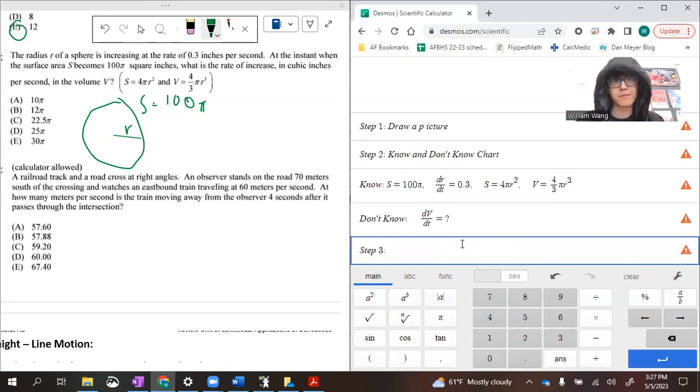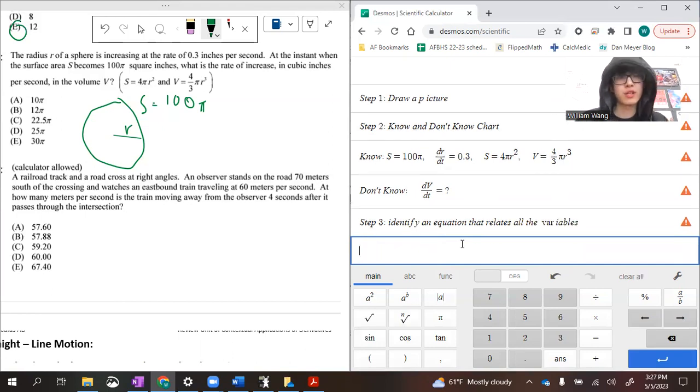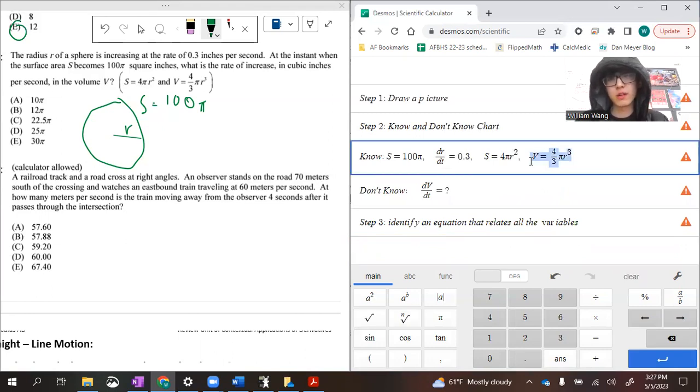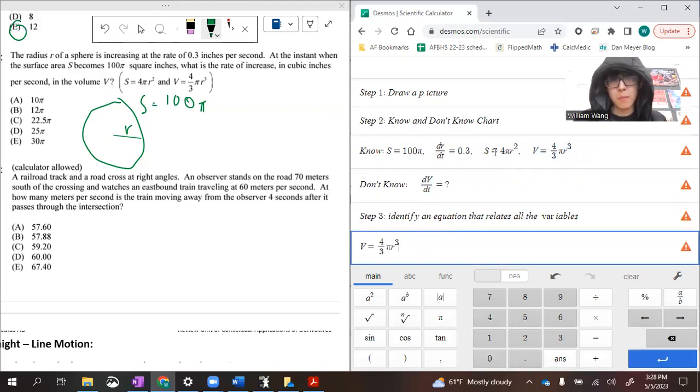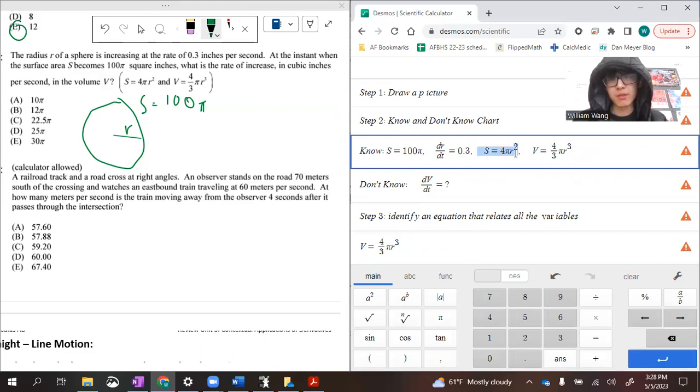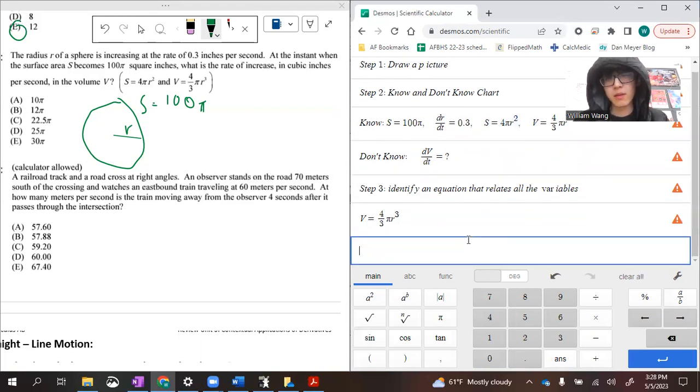All right, step 3. I'm going to identify an equation that relates all the variables. I have 2 equations written here, so it's very high chance it's going to be one of these. I have surface area, dr over dt, dV over dt. It might be both these equations, but considering I'm looking for dV over dt, the equation that relates my most important variables is going to be this one. But I'll keep this one here as well because that might be useful. Right, so that's one that relates all my variables.